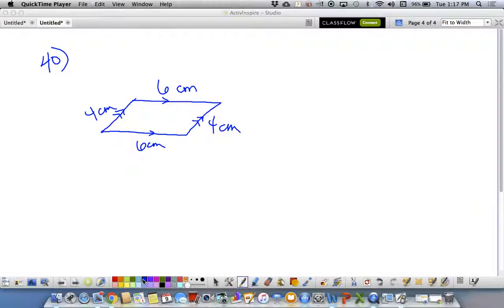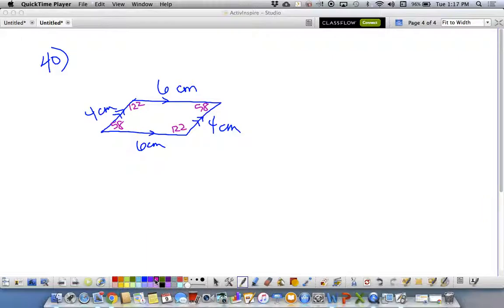Opposite angles are congruent. Are we together? Yes, ma'am. Opposite angles are congruent. So this can be 58 and this is 58. Would it matter if I shifted it the other direction? No. Do you know that adjacent angles are supplementary?